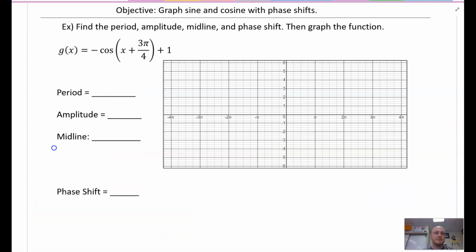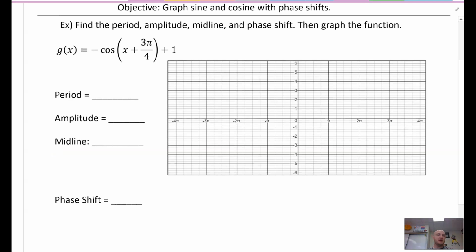Here we go. So they say find the period, the amplitude, midline, and phase shift, and then graph the function. So we have g of x is equal to negative cosine of (x plus 3 pi over 4) plus 1. So we've got a lot going on here. First, period, 2 pi divided by 1 over b. Well, our 1 over b is just 1, so no changes there to our period yet. Our amplitude, absolute value of our a value.